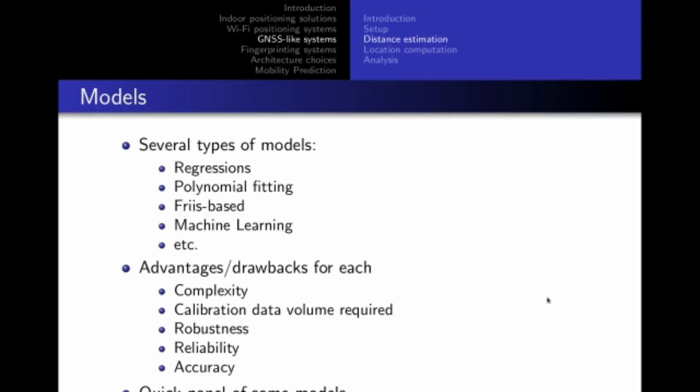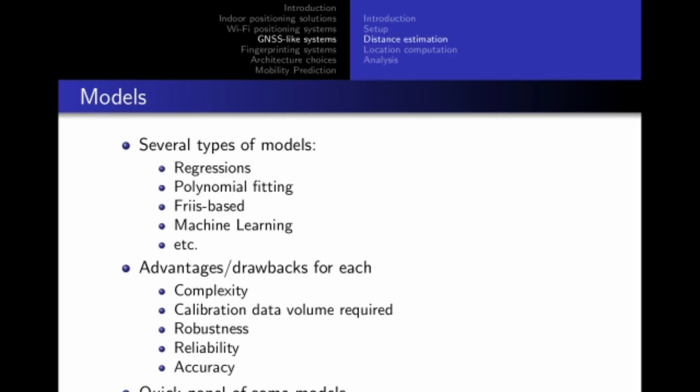Now we'll talk about the models. There are several types of models to determine the distance estimate given the RSSI value. We can use regressions, polynomial fitting, Friis-based models, machine learning, and so on. Each of these has advantages and drawbacks, such as complexity, calibration data volume required, robustness, reliability, accuracy, and so on.